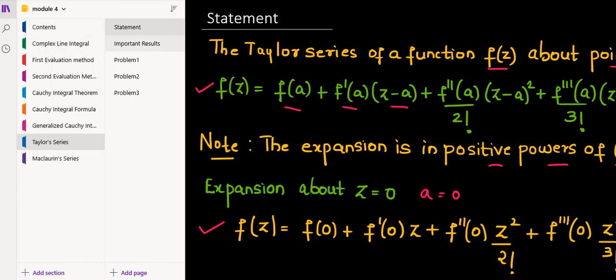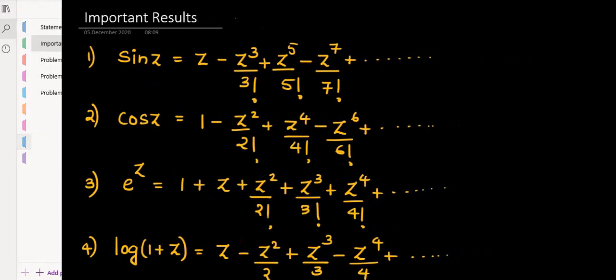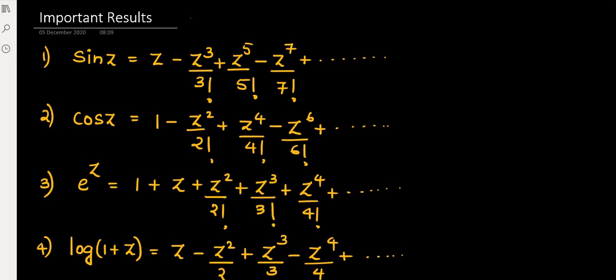Now let us discuss some few important formulas which will be helpful for us to solve the problems. sin z is z - z^3/3! + z^5/5! - z^7/7! + etc. cos z is 1 - z^2/2! + z^4/4! - z^6/6! + etc. We have all the even powers and make sure that we have alternate signs in this expansion.